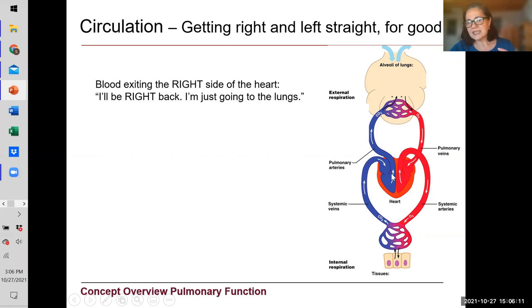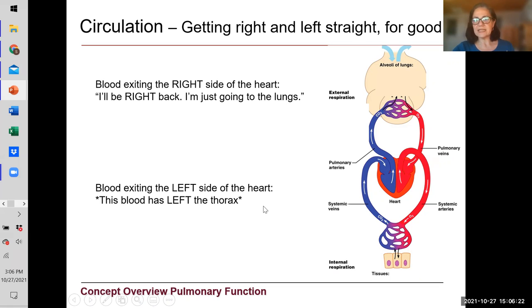Then the blood that has left the thorax, that has gone to the head or has gone to the legs, that's the blood that came from the left side of the heart. So blood exiting the left side is the blood that has left the thorax. And what I hear in my head for this is, if you know who Elvis Presley was, and yes, he was even before my time, but there's still this thing that I hear in my head, Elvis has left the building to disperse the crowds of screaming women.